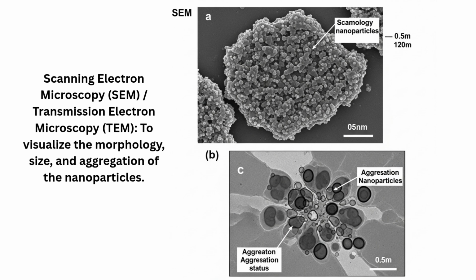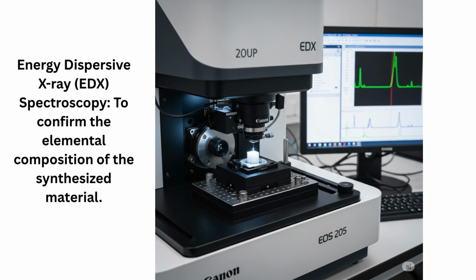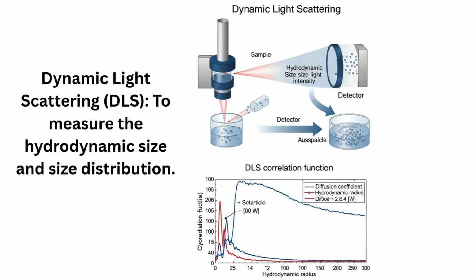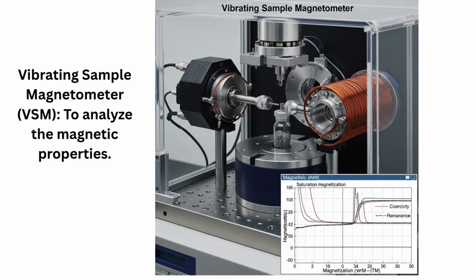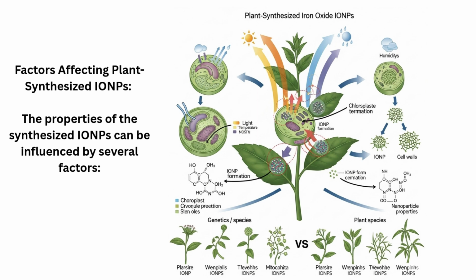Scanning electron microscopy, SEM, and transmission electron microscopy, TEM, to visualize the morphology, size, and aggregation of the nanoparticles. Energy dispersive X-ray, EDX, spectroscopy, to confirm the elemental composition of the synthesized material. Dynamic light scattering, DLS, to measure the hydrodynamic size and size distribution. Vibrating sample magnetometer, VSM, to analyze the magnetic properties.